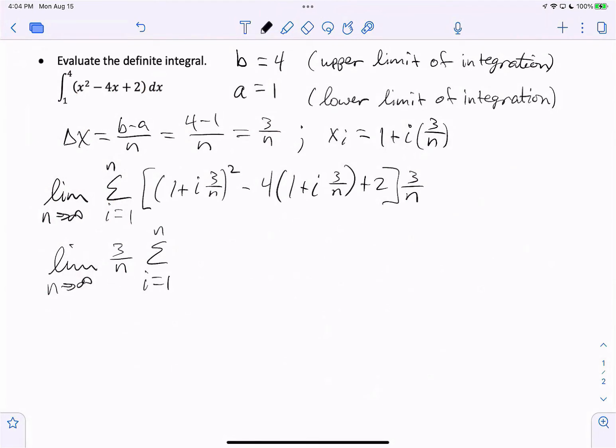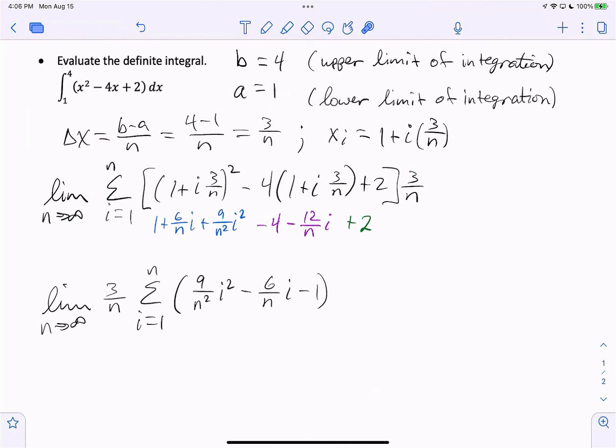And then if we simplify what's inside the parentheses, we end up with the limit as n goes to infinity of 3 over n times the sum as i goes from 1 to n of 9 over n squared times i squared plus 6 over n times i minus 1. You'll notice when I combined like terms, I did so in terms of i.